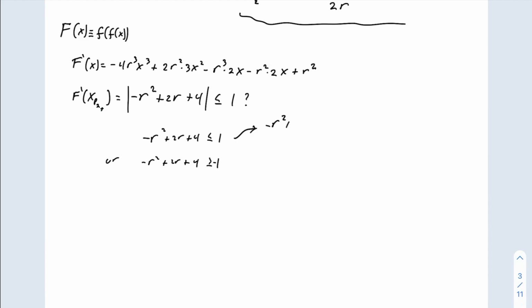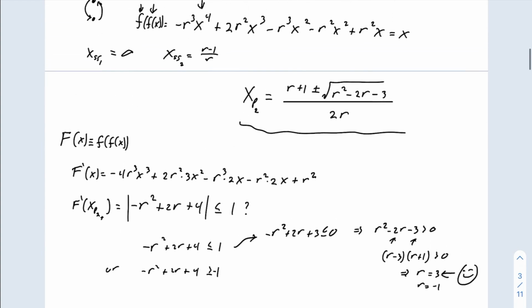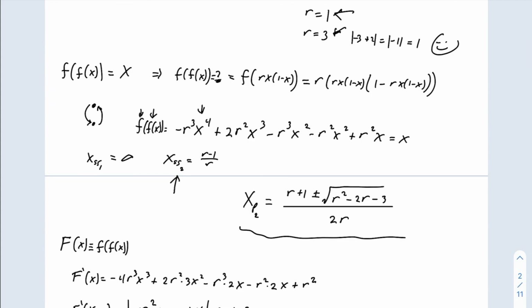So this goes to negative r squared plus 2r plus 3 less than or equal to 0, which then goes to r squared minus 2r minus 3 greater than 0, which is just a quadratic equation. It must add to negative 2 and multiply to negative 3, so it's going to be r minus 3 and r plus 1, which must be greater than 0, which then goes to r equals 3 or r equals negative 1. So r equals 3. Cool. That's our lower bound of our period 2 orbit being stable, which is what we expected, because that's where our previous steady state actually bifurcated or became unstable.